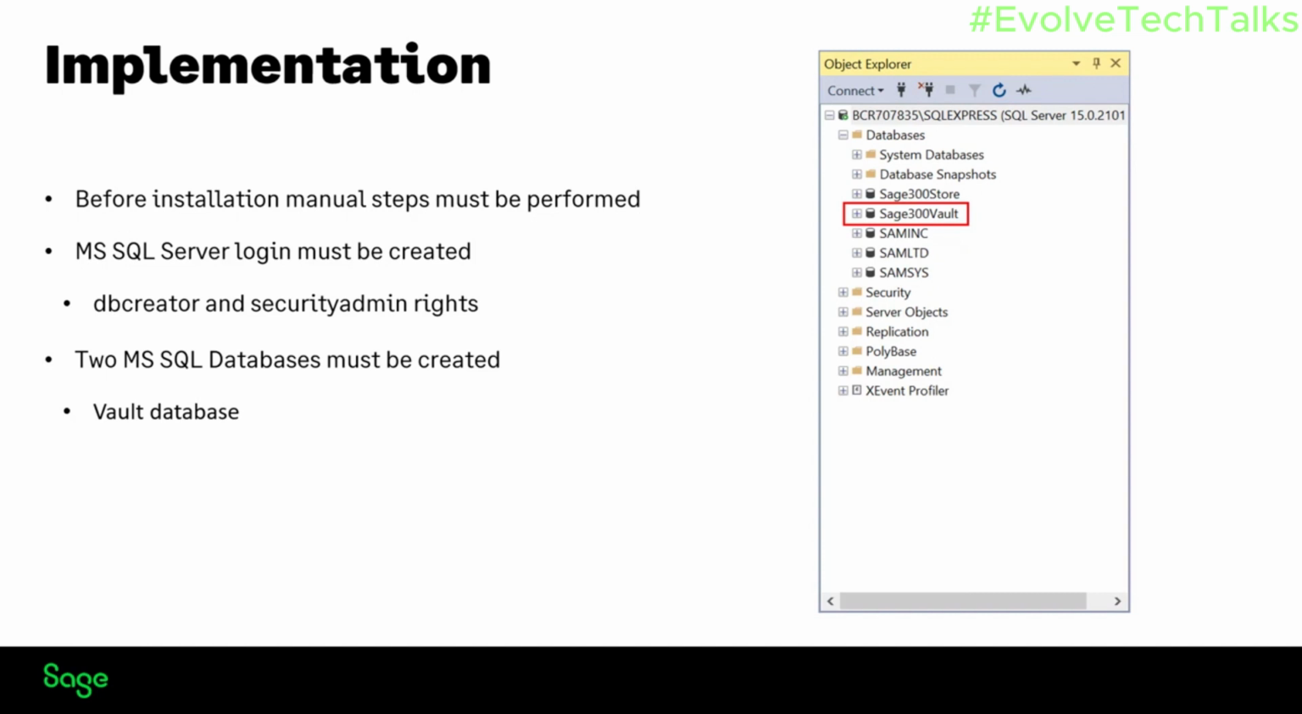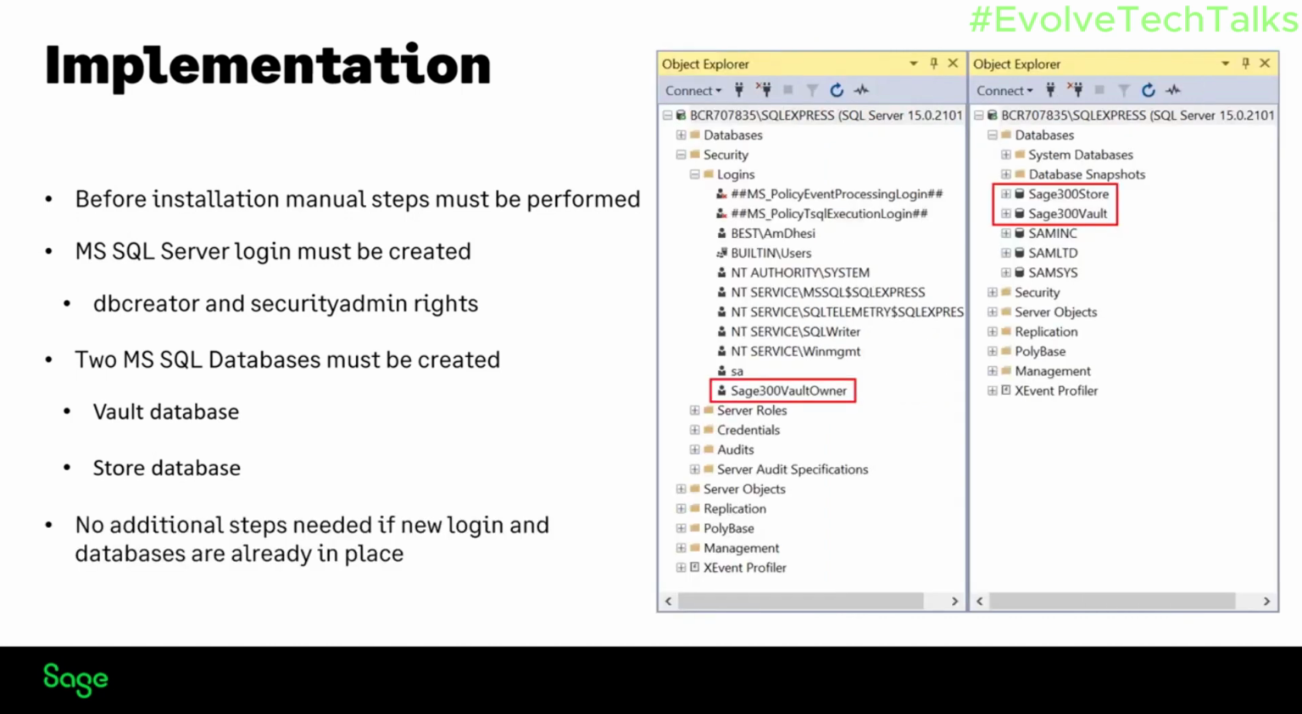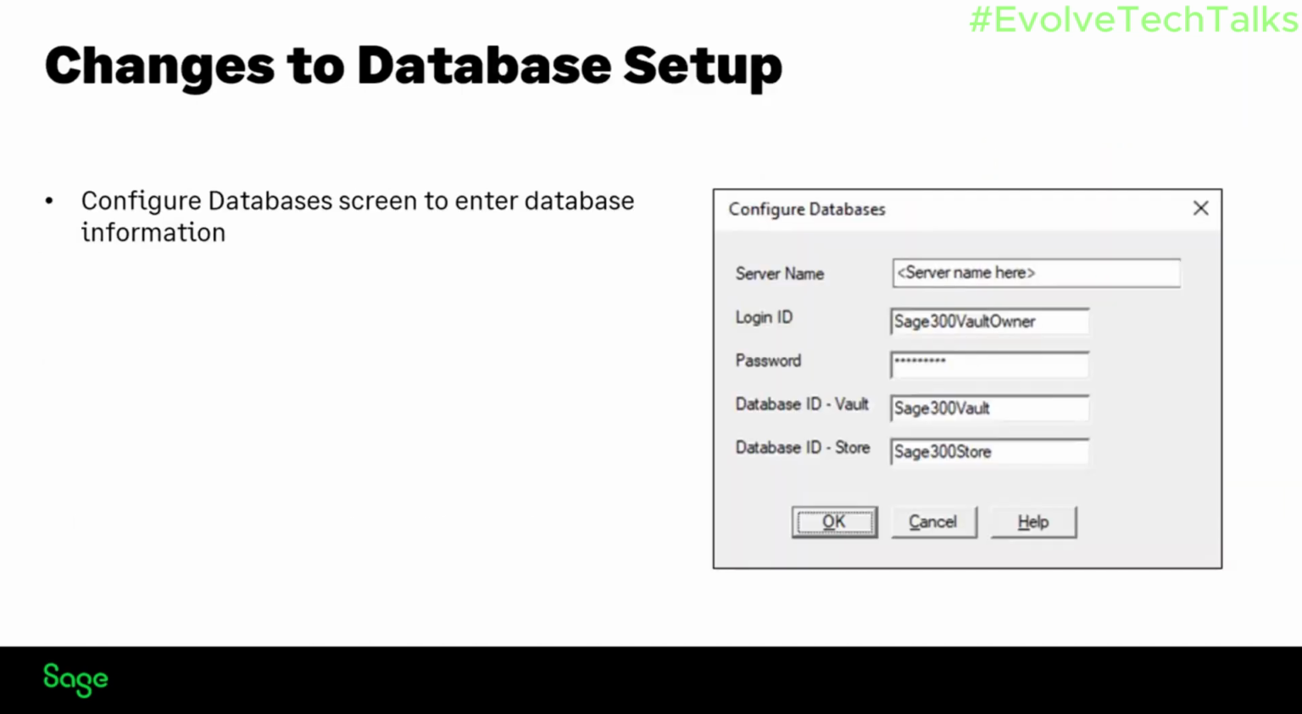The Vault database is where the authorization credentials will reside. The Stored database is where additional information will reside for the support of the Vault database. Upgrading from a version with the security enhancement to a future version will not require the steps involved as long as the new login and databases are already in place.